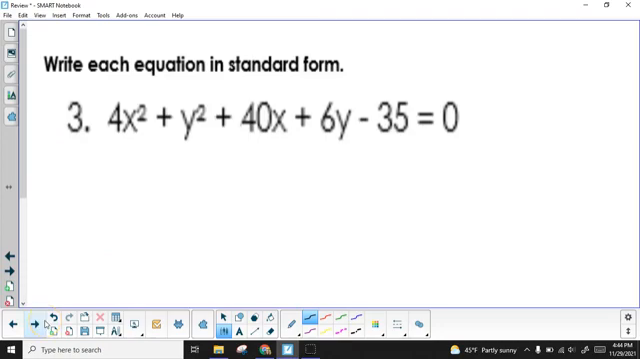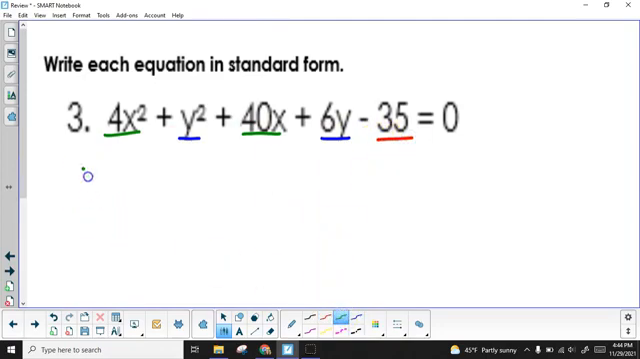This is the equation of an ellipse. We can tell because we have an x squared and a y squared. They're both positive, but they have different coefficients. So we want to do as we've been doing before. We want to get our x's together, we want to get our y's together, and we want to move our constant over to the other side.